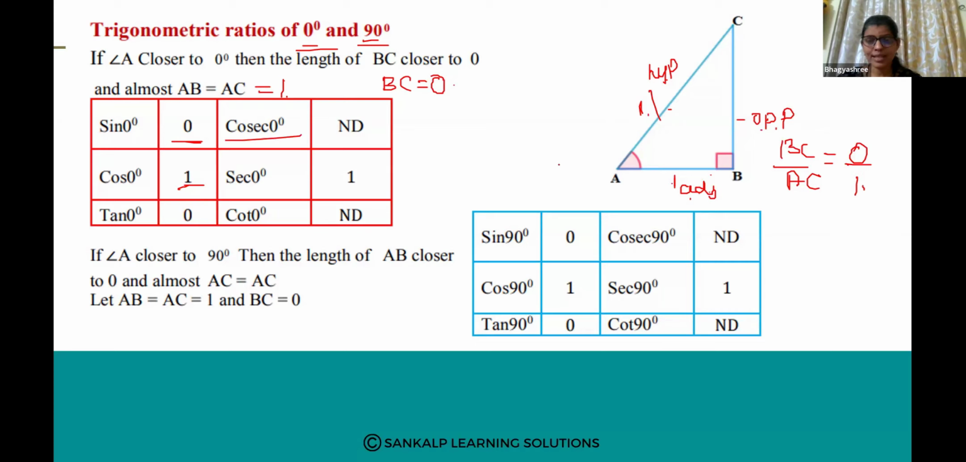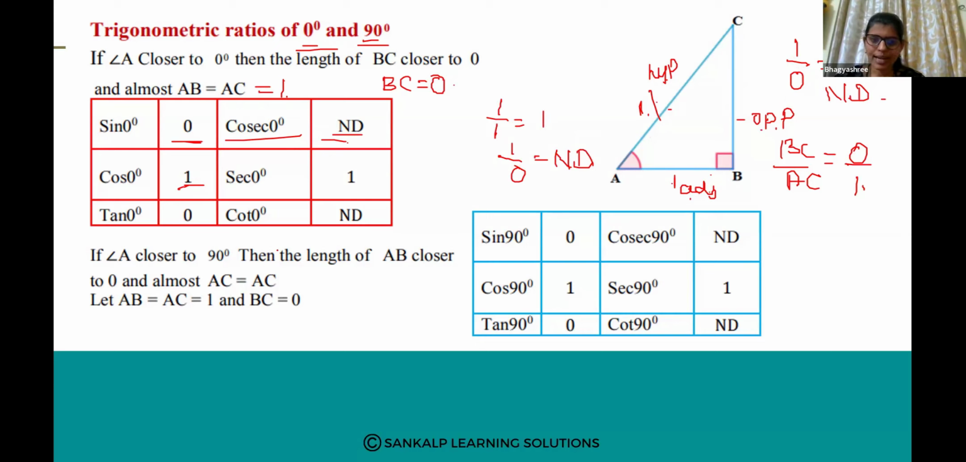Cosec 0 means hypotenuse divided by opposite. Hypotenuse is 1, opposite side is 0. AC divided by BC, right? So anything divided by 0 is not defined. We say this as ND, not defined. Sec 0 means hypotenuse divided by adjacent, AC divided by AB. AC is 1, AB is 1, that's equal to 1. Cot 0 is again 1 by 0, that's equal to not defined. This is for 0 degree.